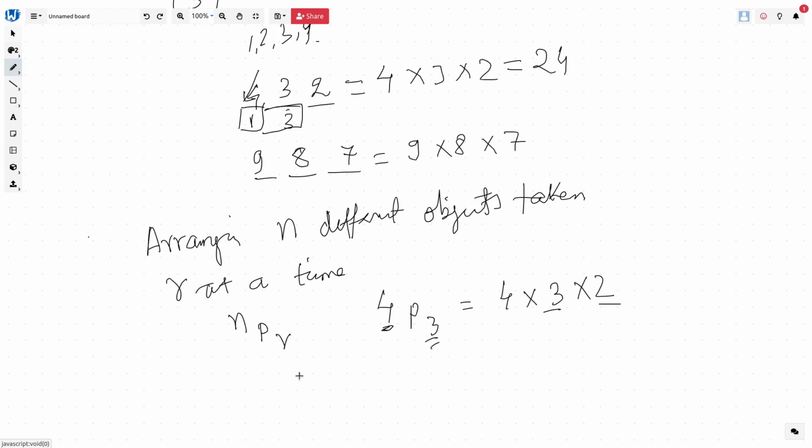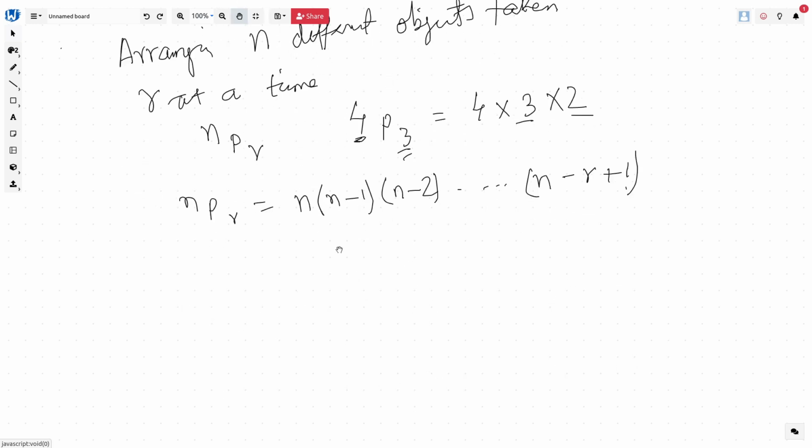Similarly, nPr can be represented as n. You start with n, then you multiply with n minus 1, then with n minus 2, and henceforth till you reach n minus r plus 1, right? Here we have seen that our n is 9 and r is 3. So we started with 9, then we multiplied it with 1 less, then again with 1 less.